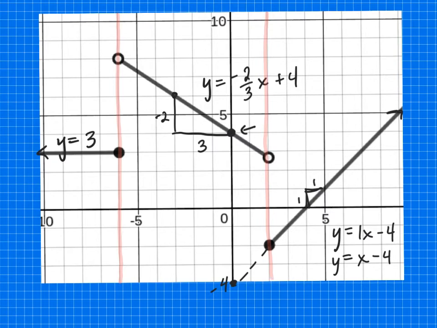So for the first one, for my y equals 3, because my arrow is going out to the left, that is all my x's being less than or equal to this value right here, negative 6. So the or equal to, the line underneath right here, has to do with this being a filled in circle.